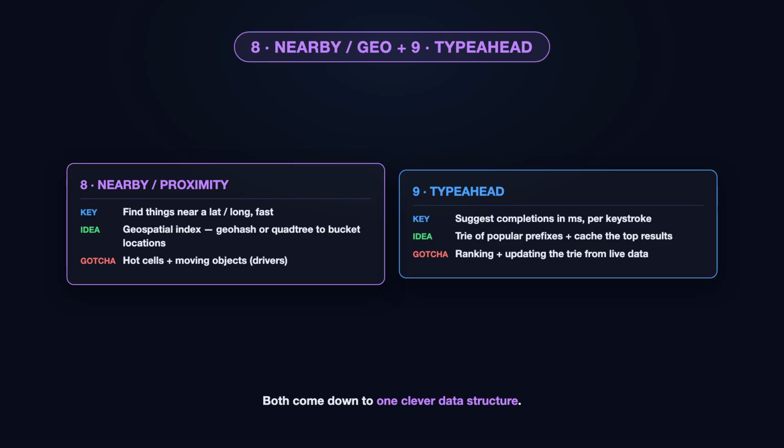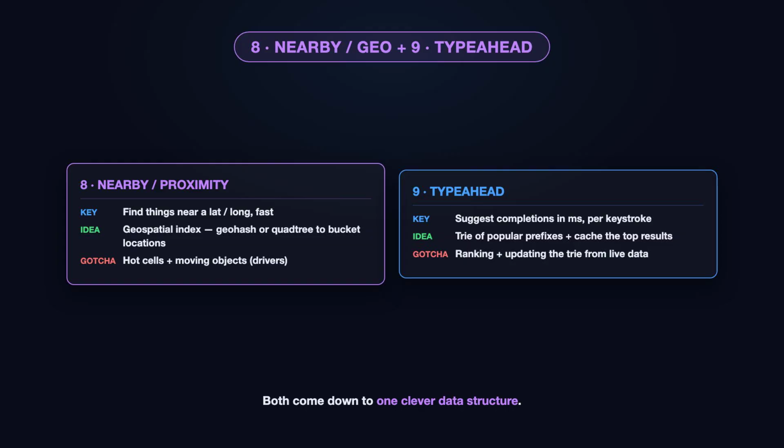A dense city center overloads a single bucket, so you subdivide busy areas more finely, and moving objects, like drivers, whose location changes every few seconds, have to be constantly reindexed. Question 9. Design typeahead, or autocomplete, suggest completions as the user types. The key requirement is to return ranked suggestions for a prefix within a few milliseconds, on every keystroke.